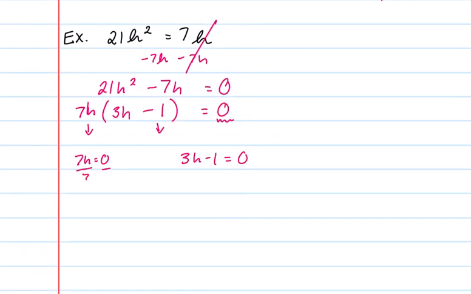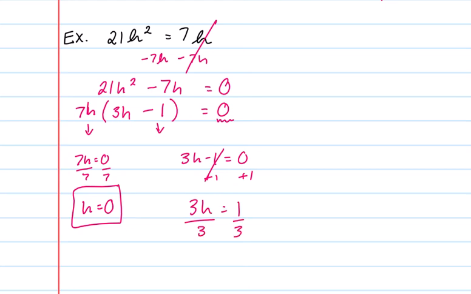So divide by 7. H equals 0. That is one of your solutions. Add 1 to both sides. 3h equals 1. And divide by 3. H equals 1/3. Oh no, it's not a perfectly even number. Too bad, so sad. It's okay. 1/3 is still very nice.